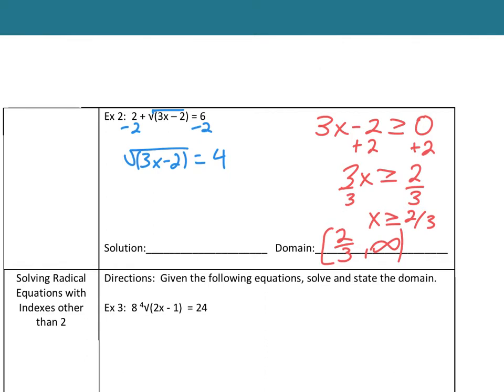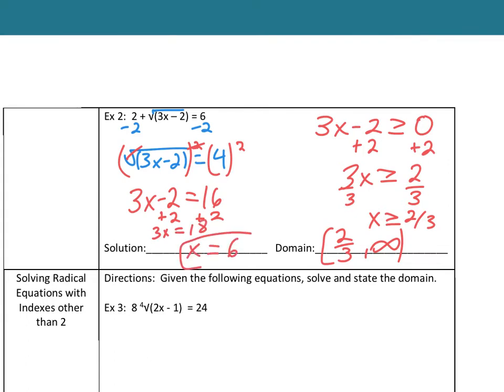Is that my answer? No, what do I need to do? Square it. On both sides. When I do that, again, the square root sign and the 2 just cancel out to give me the radicand. And what's 4 squared? Good. And now that's pretty easy to solve, right? Add 2 over. 3x is 18. Divide by 3 and x is going to be 6. That is all.